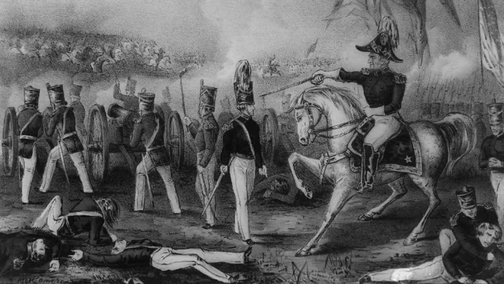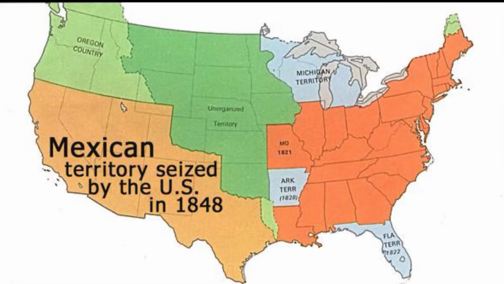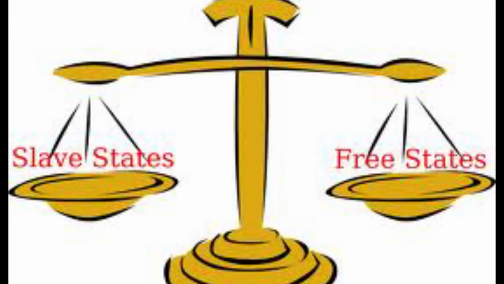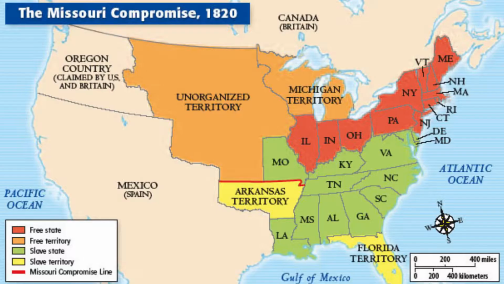It all started after the Mexican-American War, when the United States gained large amounts of land in the West. California asked for the right to join the Union as a free state in 1849. However, that change would upset the balance of power between the southern slave states and the northern free states that had been managed since the Missouri Compromise of 1820.